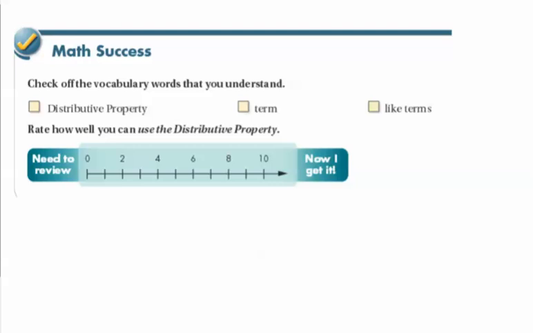Put these things in your words to know. The distributive property, do you know that? Check that. Do you know what a term is? Check that. And if you don't know what like terms are, check that. If you don't, go back and put them in the words to know. And thinking about distributive property, where are you at on this? Are you at 8? Are you at 10? Are you at 6? Are you at 5?